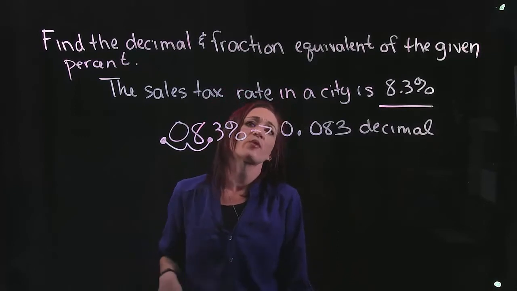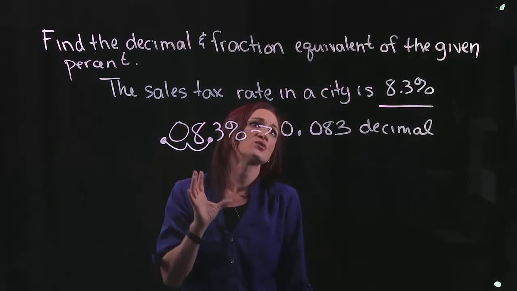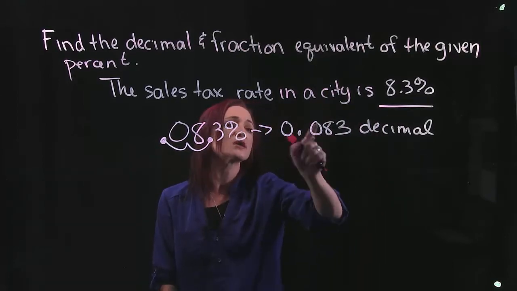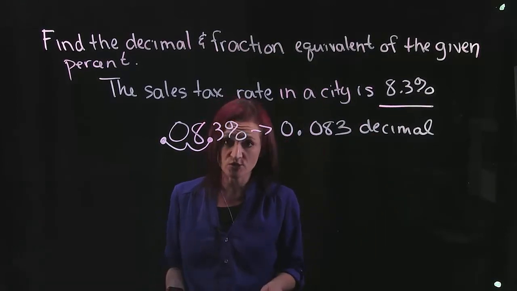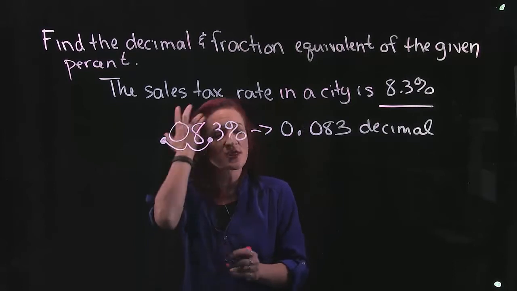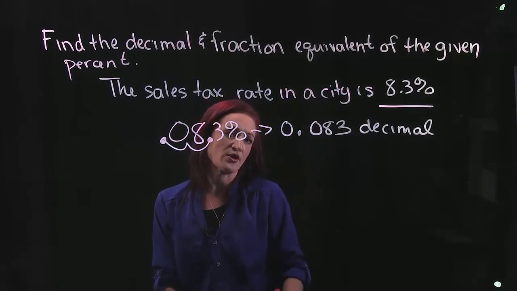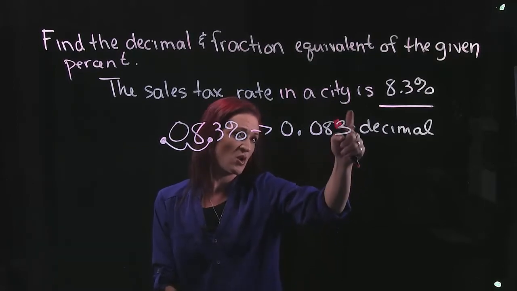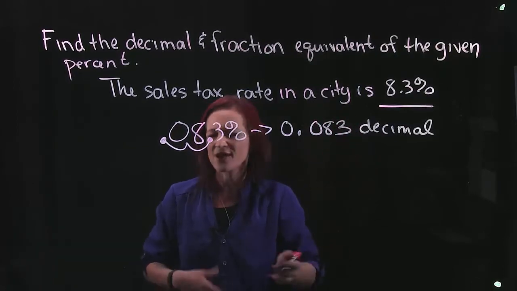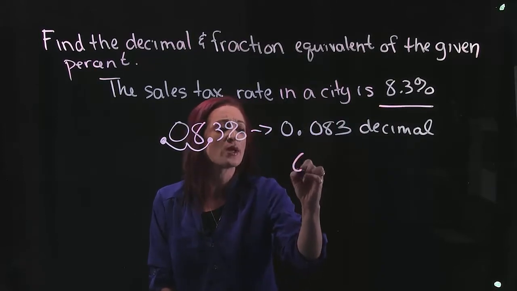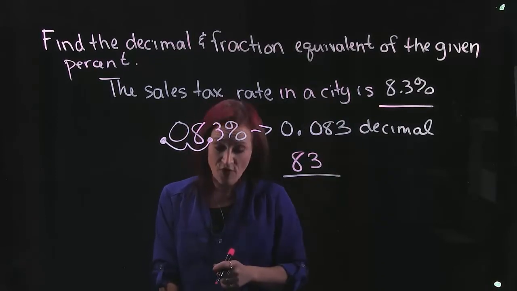The second part to the problem says to give it as a fraction. So what we want to do is take this decimal and convert it to a fraction now. The way that you do that is this. The number to the right of the decimal is going to be your numerator. So to the right of the decimal, I have the number 83, right? Ignoring all the zeros, this is just an 83. That is going to be your numerator for your fraction.